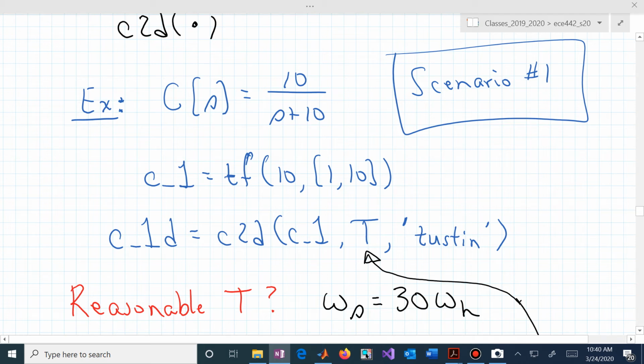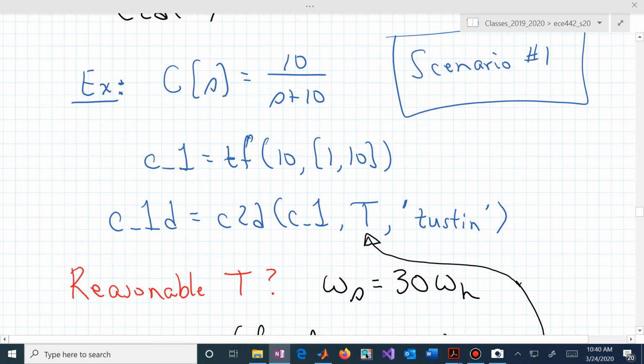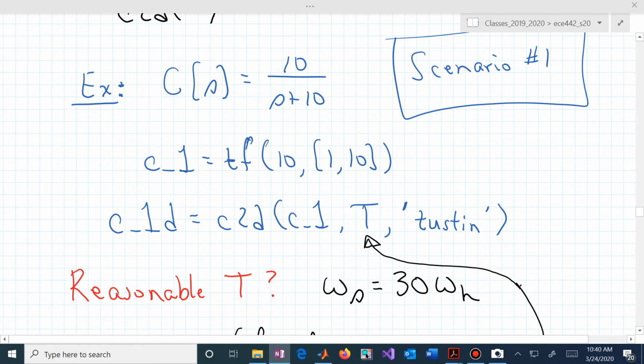It's tf, comma 10. There's the numerator. And then the denominator is written as a polynomial to account for the coefficient preceding the s. That's the 1. And then the constant coefficient is the next element in that row vector, and that's 10. We now can find C_1D, or the discrete equivalent, using, let's say, the trapezoidal strategy, which in MATLAB is the method 'tustin' in single quotes.